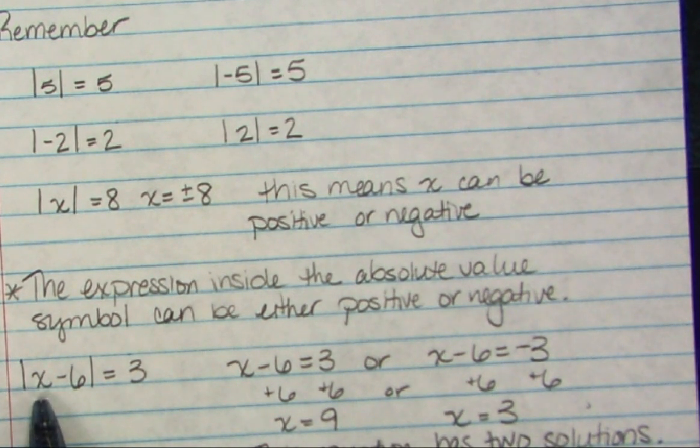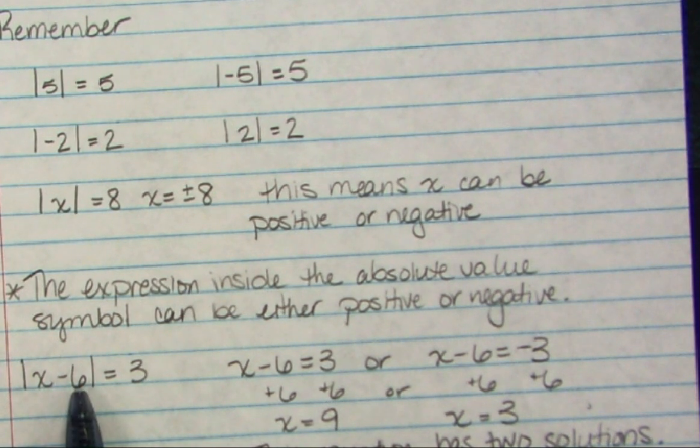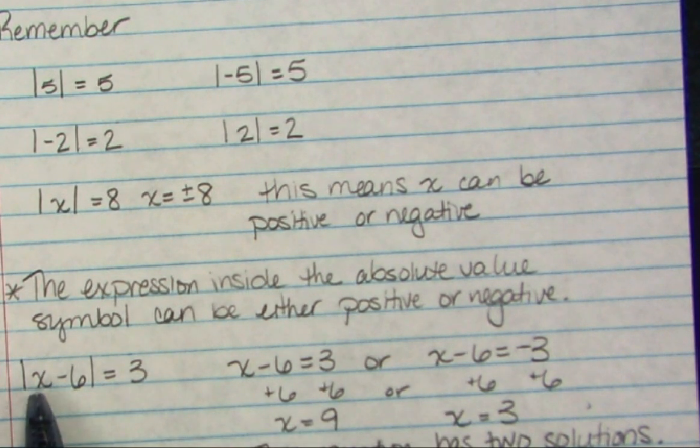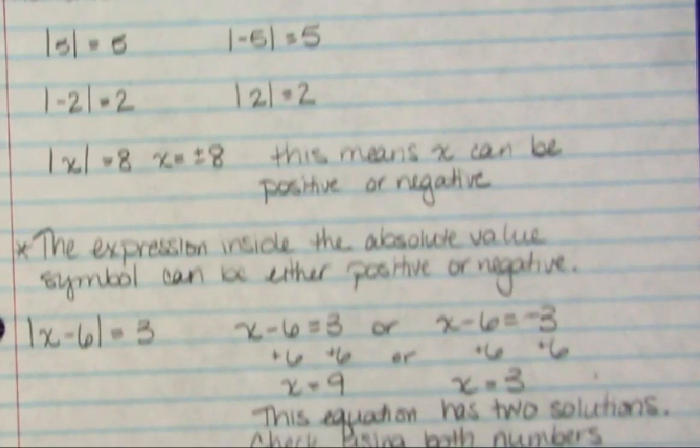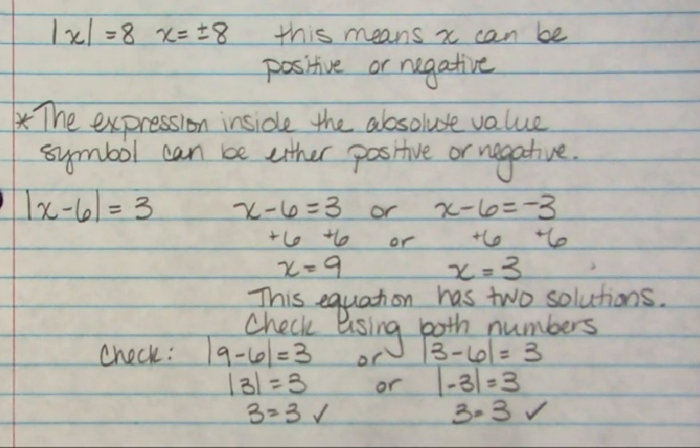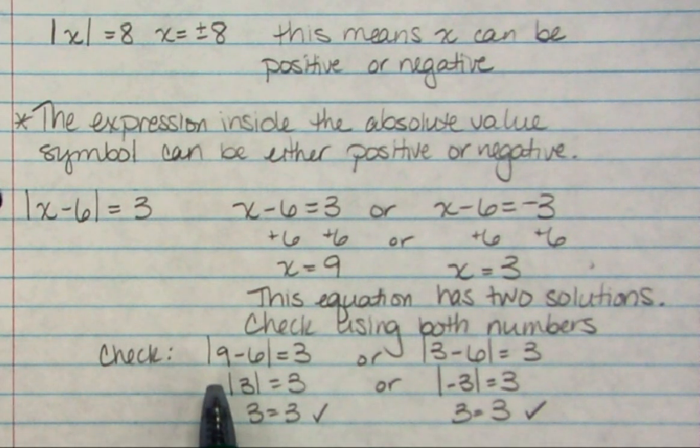So if I put 9 in for x, 9 minus 6 is positive 3. The absolute value of positive 3 is 3. If I plug in 3 for x, I get 3 minus 6, which is negative 3. Negative 3, when I take its absolute value, also equals 3. So this check then down below here shows how I do that. I plug in each answer, and I get 3 equals 3 at the end.